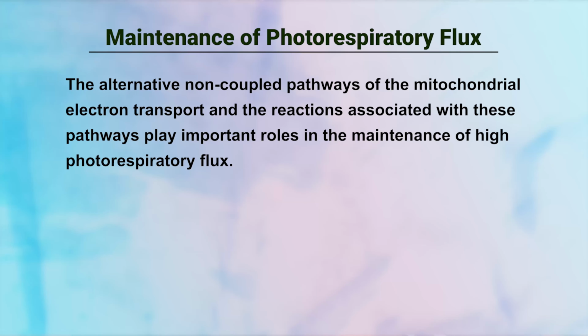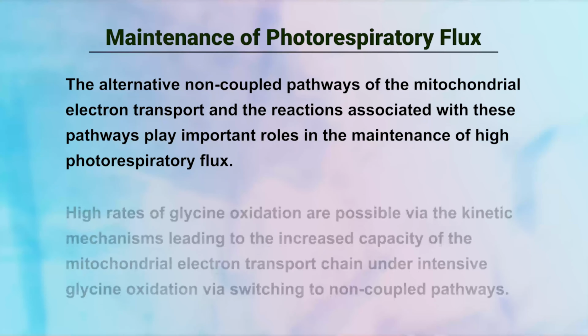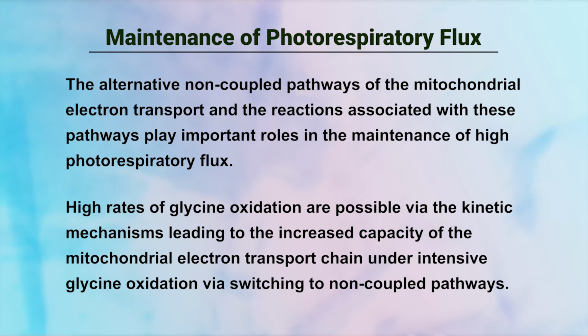The alternative non-coupled pathways of the mitochondrial electron transport and the reactions associated with these pathways play important roles in the maintenance of high photorespiratory flux. High rates of glycine oxidation are possible via the kinetic mechanisms leading to the increased capacity of the mitochondrial electron transport chain under intensive glycine oxidation via switching to non-coupled pathways.